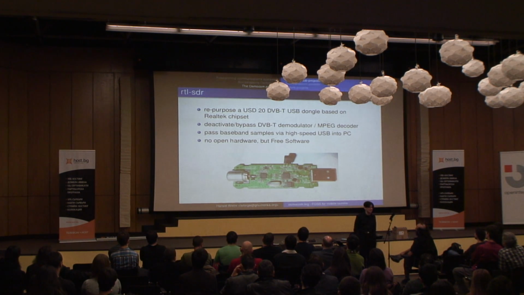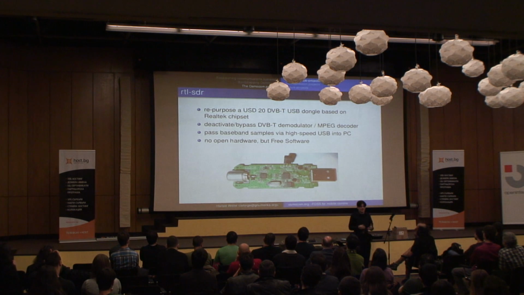I personally think it's the greatest hack of the last year. What you see is the board that's inside a consumer DVB-T receiver. So DVB-T is digital television, and you can buy them for like $20 or 20 euros in Europe at random stores, and you just put them into your PC, and they're intended for TV reception. But it turns out you can instruct them to disable the demodulator and disable the MPEG decoder, so you get the raw samples from the tuner chip into your PC, and USB 2 is fast enough to do so.